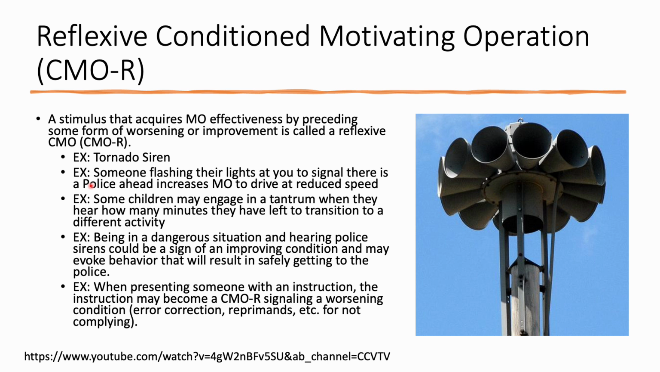Okay, so that flashing light is going to function as a CMOR in the situations in which they're signaling to you that there's a police ahead. You're going to reduce your speed, right? It increases the value of reduced speed, and it's going to increase behavior that will result in you driving at a lower speed. Okay, so that stimulus of flashing their lights functions as a CMOR in this particular case.